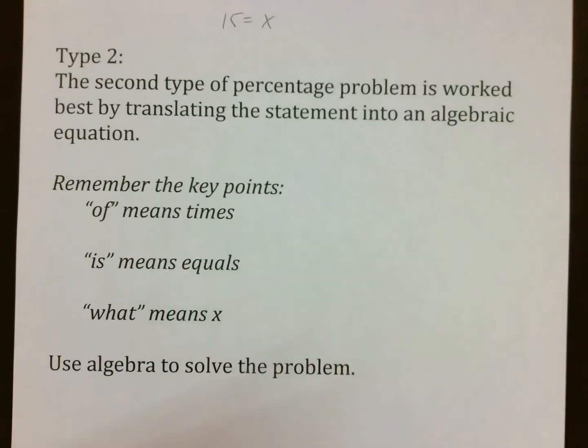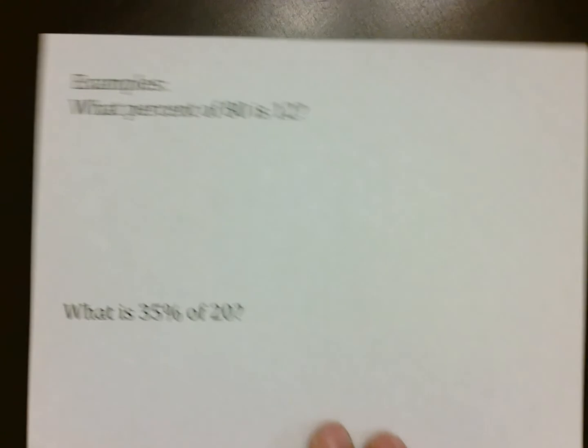The second type of percentage problem is worked out best by translating the statement, like we did in the first chapter, into an algebraic equation. Just remember three key points. Of means times, is means equals, and when you see the word what, it pretty much means x. It's kind of like a number back in chapter 1, and then you just use algebra to solve the problem. Some quick examples of what you would see.